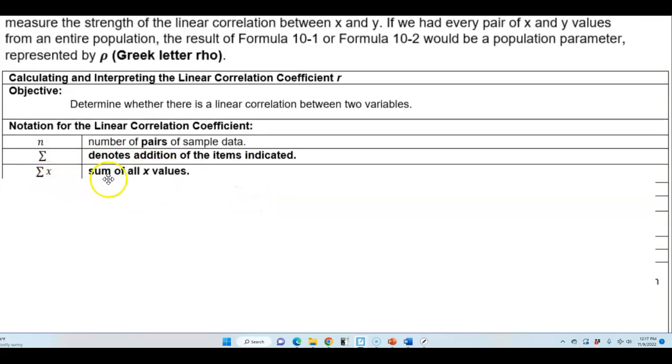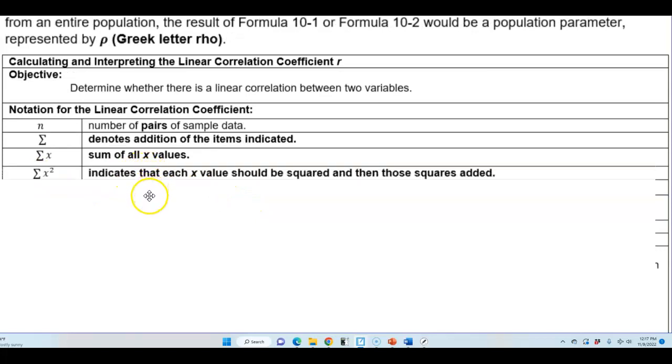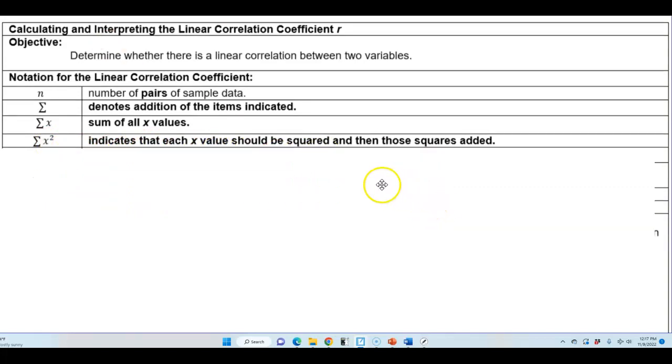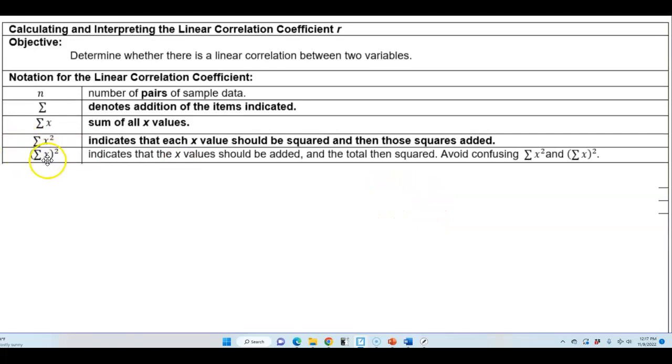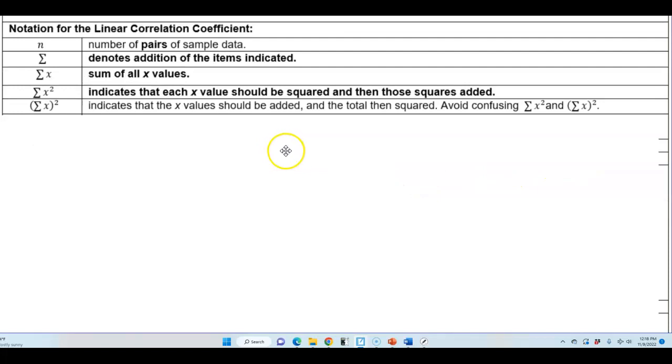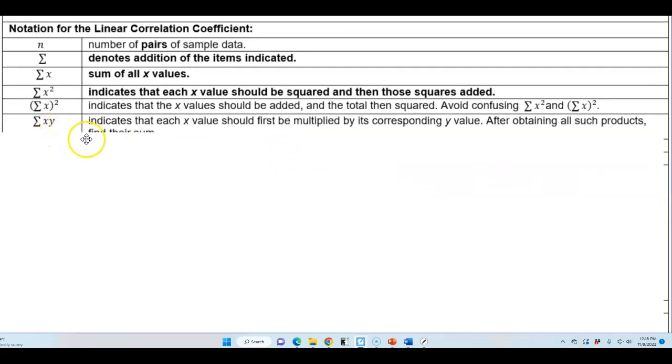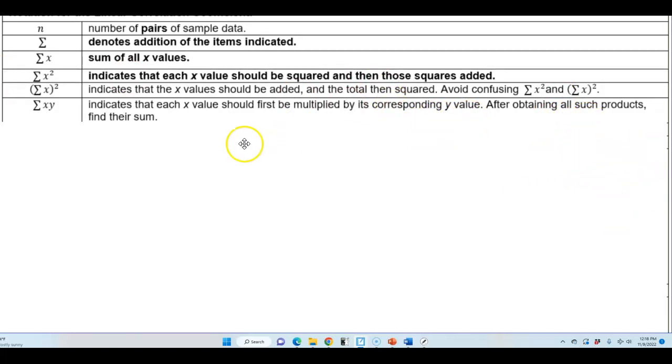The summation of x is the sum of all the x values. The summation of x squared indicates that each x value should be squared, and then those squares are added. The summation of x, quantity squared, indicates that the x values should be added, and then the total squared. Avoid confusing these two different scenarios. And the sum of xy indicates that each x value should first be multiplied by its corresponding y value, and then after obtaining all such products, we find their sum.